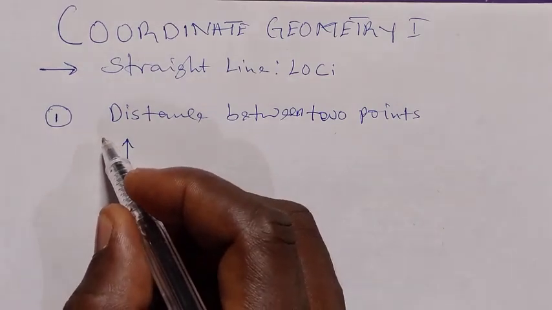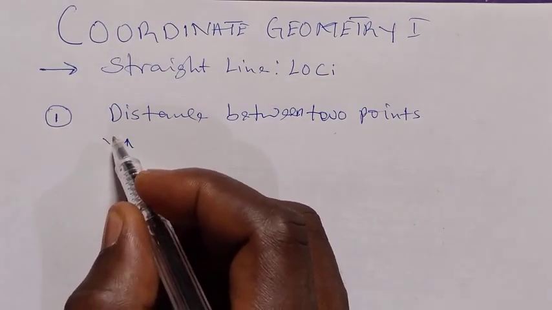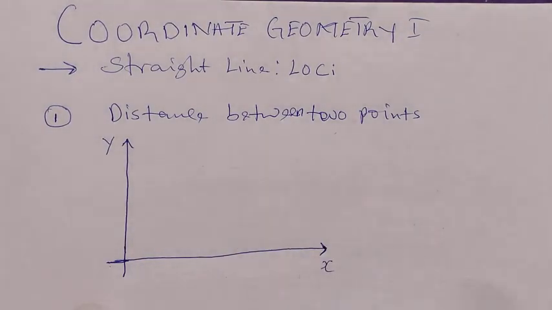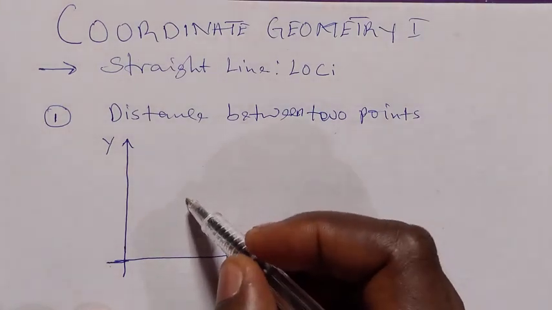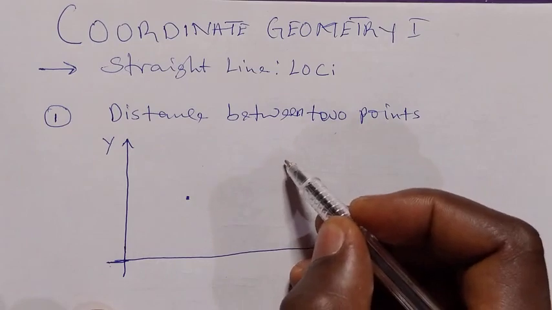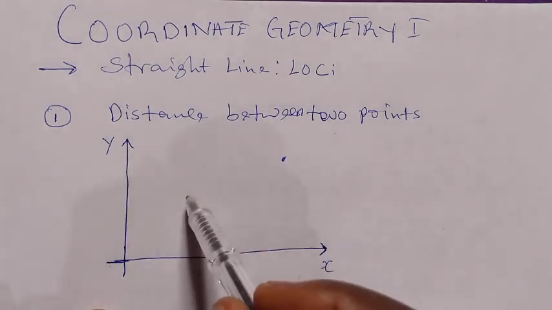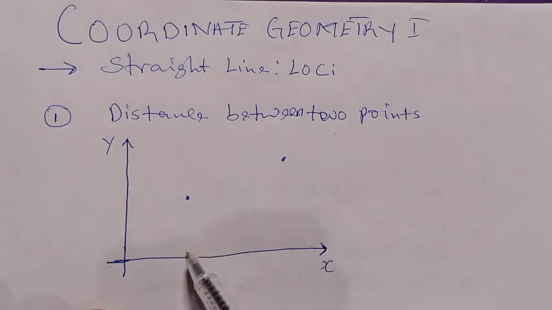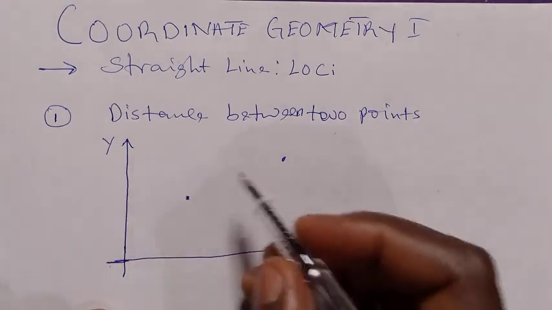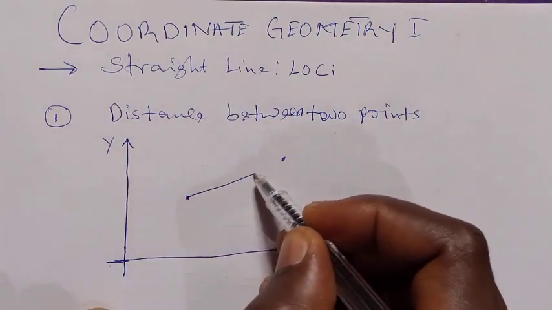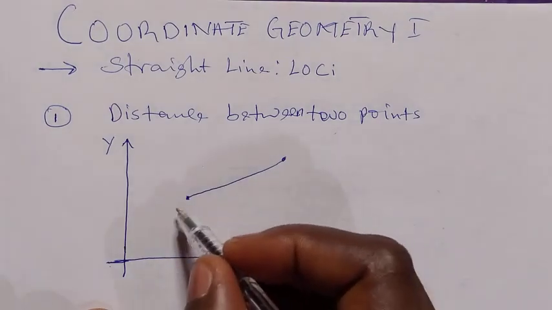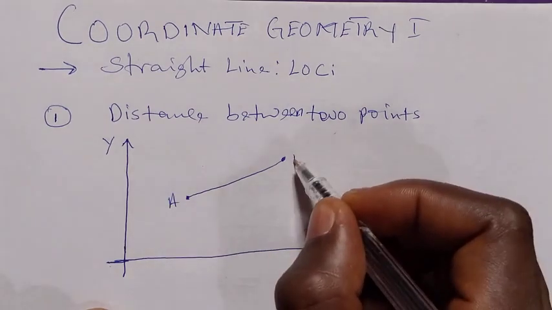This is a Cartesian plane which you call the xy plane. This is usually denoted as y, and this is denoted as x. We want to have the formula for calculation of distance between 2 points. So let's assume that we have a point here, and then we have another point here on this Cartesian plane. On a Cartesian plane, whenever you have a point here, for every value of x, there's a corresponding value of y. So let's assume that we have these 2 points, this is point A, this is point B.